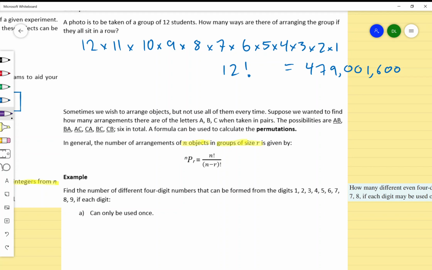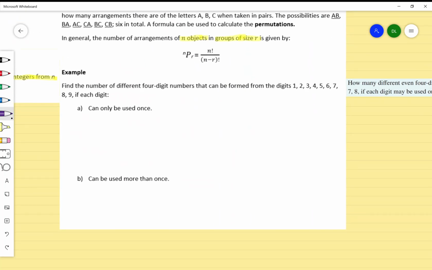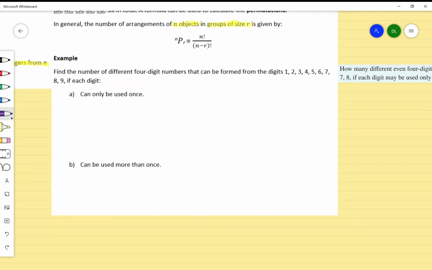So let's go ahead and try to apply that to our question here. We need to find the number of 4-digit numbers that can be formed from the digits 1, 2, 3, 4, 5, 6, 7, 8, 9.